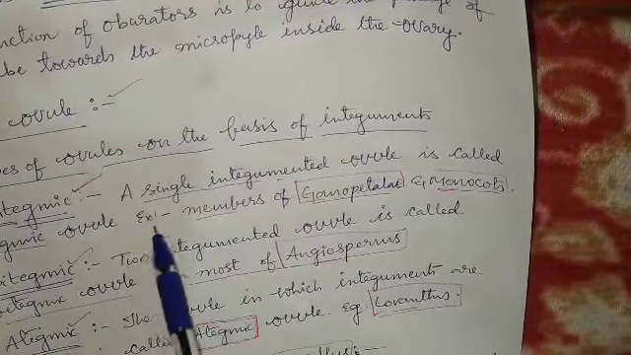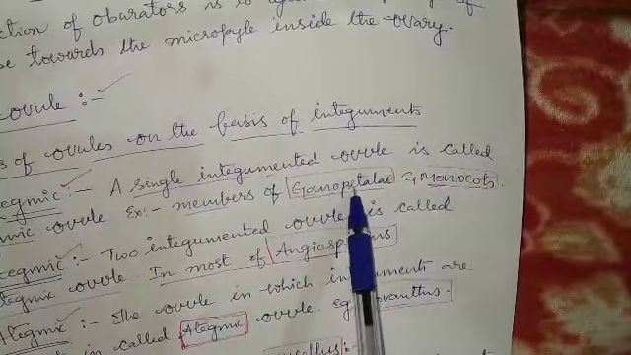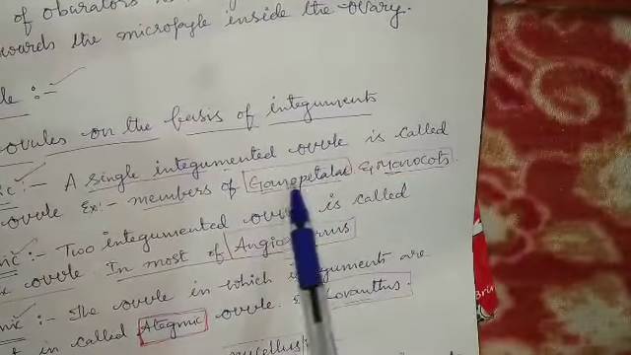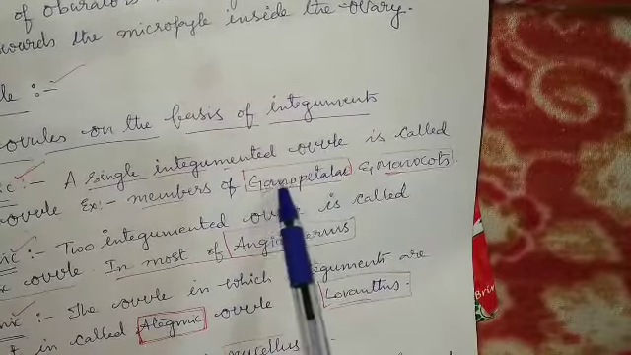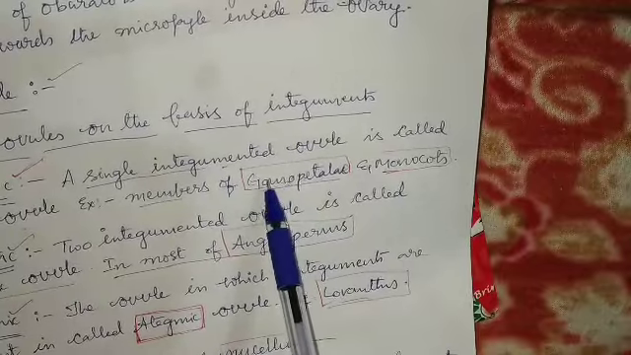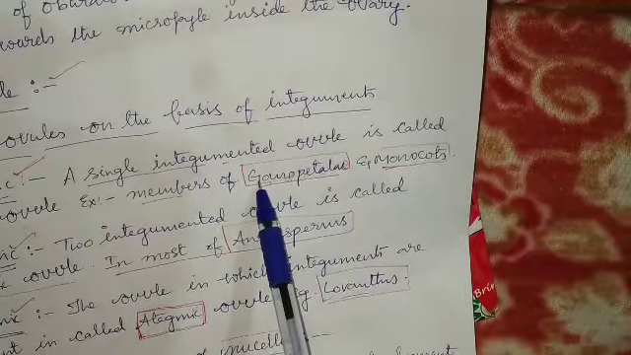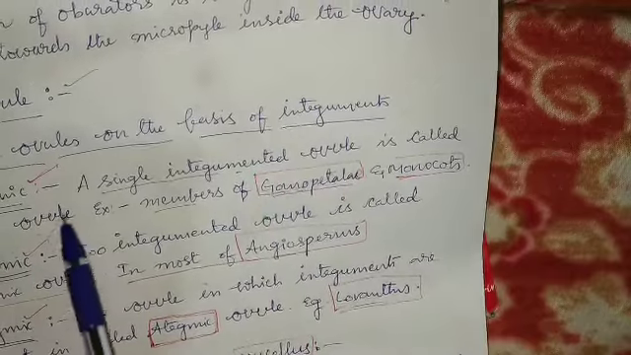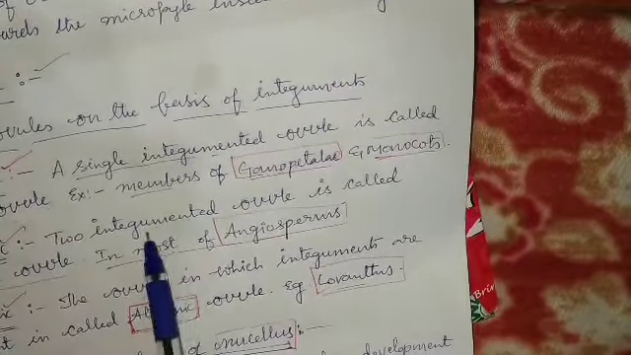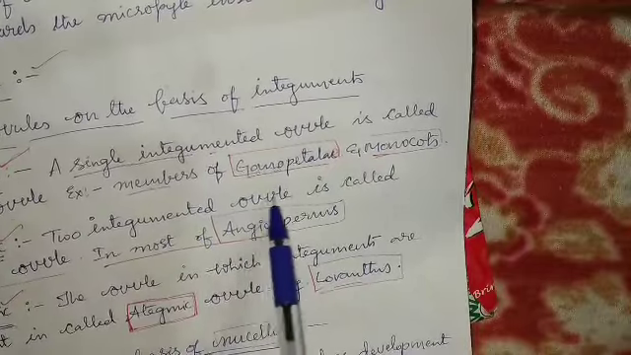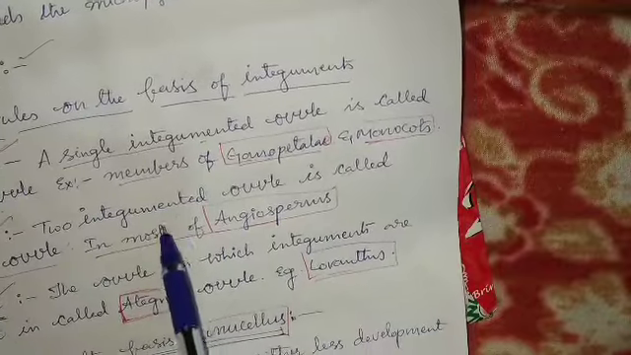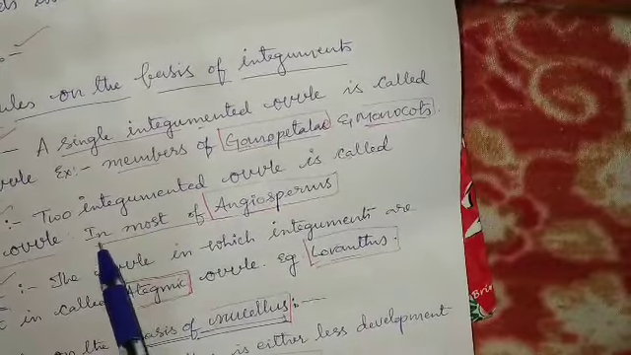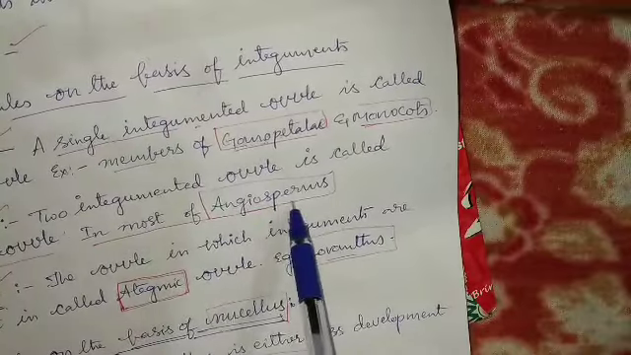Unitegmic ovules are present in the members of gamopetalae and monocots. What is the character of gamopetalae? Petals are fused in the flowers. That is called gamopetalae. Flowers showing the gamopetalous character have a unitegmic ovule. A two-integumented ovule is called a bitegmic ovule. Two integuments cover the nucellus. It is present in most of the angiosperms.